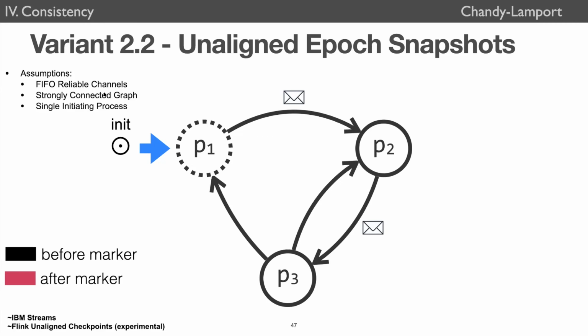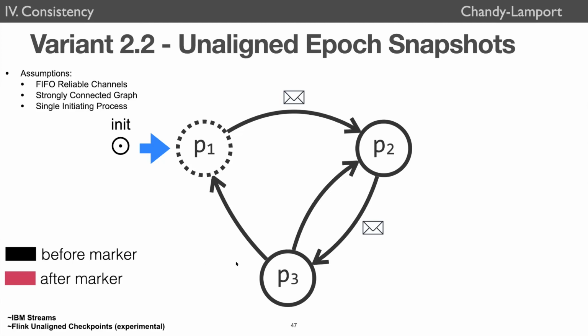And the main assumptions here are the fact that we assume FIFO channels. We also assume strongly connected graphs. And the core idea is basically flushing this little thing, the marker, into the regular stream of events in the system, and using that marker to separate actions that come before the snapshot and after the snapshot.